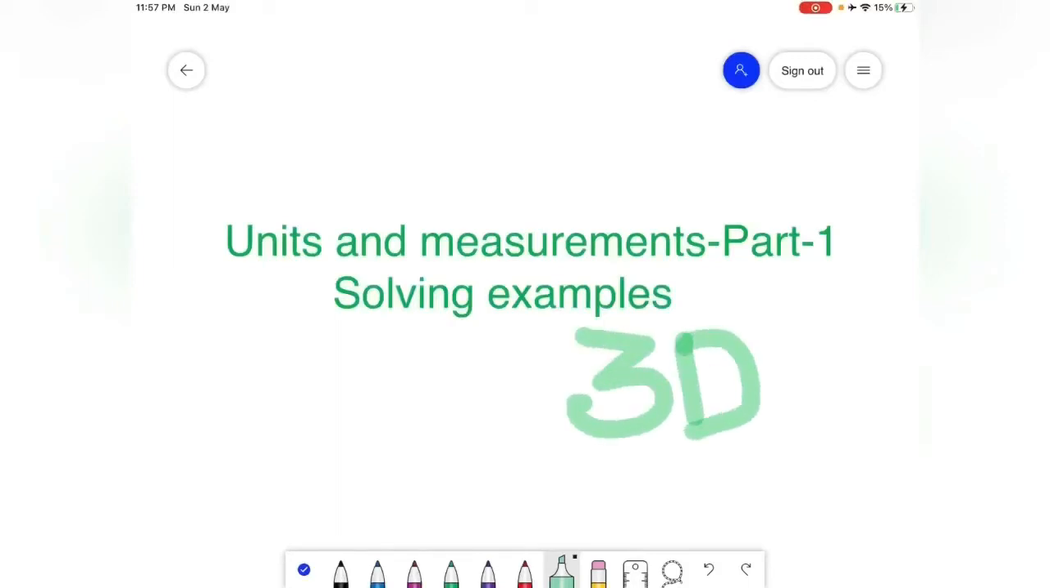In this channel, we will be discussing problems from NCERT, exam-based problems and uploading videos. So in this lecture series today, we'll be dealing with example questions from the chapter Units and Measurements, which is part 1 of Physics. So let's start.